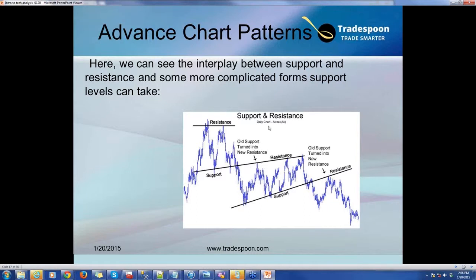entry into the stock. Because Alcoa, if you can see it here, the stock might take you days to reach the support level. And so you have to be very patient. It's a very time-consuming process. You want to find software, a system that finds these support and resistance lines automatically and alerts you when they happen.